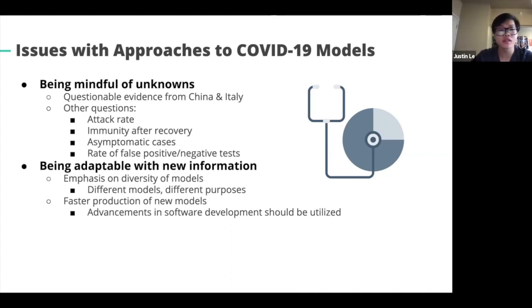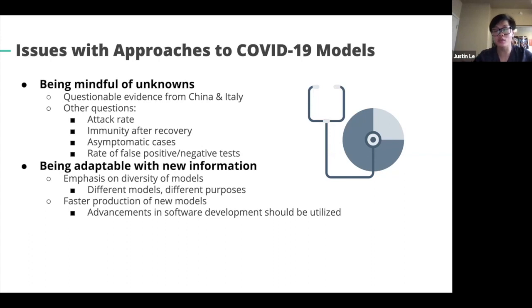And also because parameters are always changing and new information is always coming in, we need to be more agile with our model production. There have been a lot of software development advancements within the past few years. So we should have capitalized on that. And with platforms such as GitHub, data scientists and computer scientists would have been able to communicate with each other much better and collaborate much quicker. So these newer models based off newer information should have been produced much more quickly.